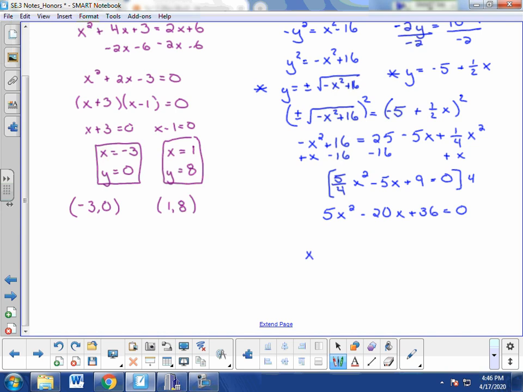So remember, quadratic formula, x equals negative b. My b is that second coefficient, so negative b is 20. A negative 20 would make it positive. Plus or minus the square root of b squared, so 20 squared, minus 4 times a, which is 5, times c, which is 36, all over 2 times a, which is 5. So as I simplify this, x equals 20 plus or minus the square root.